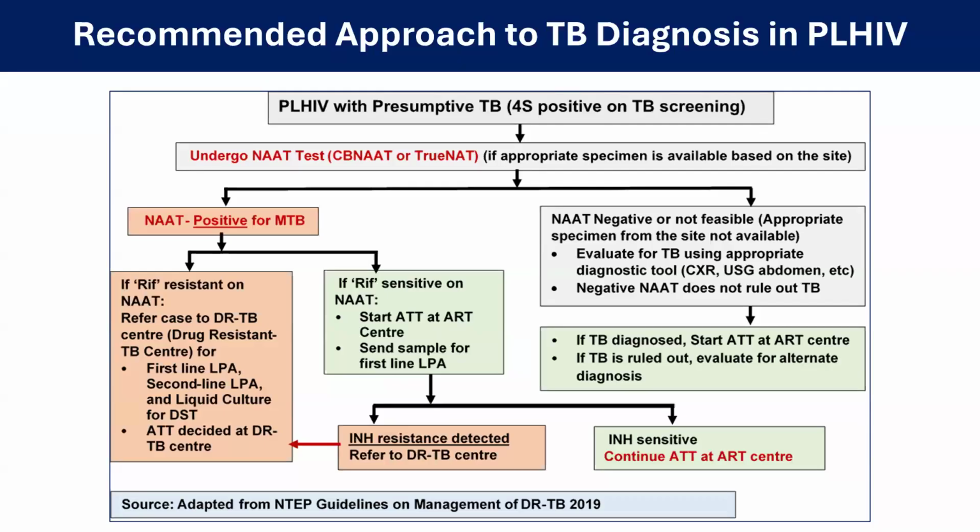In case the NAT is negative or an appropriate specimen is not available at the particular site, then the patient will be evaluated for TB using appropriate diagnostic tools like chest X-ray, ultrasound abdomen, or biopsy. A negative NAT does not rule out TB. If TB is diagnosed, then the ATT will be started at the ART center. If TB is ruled out, then evaluate for an alternate diagnosis. So this is how the approach will be made for the TB or the ART centers.